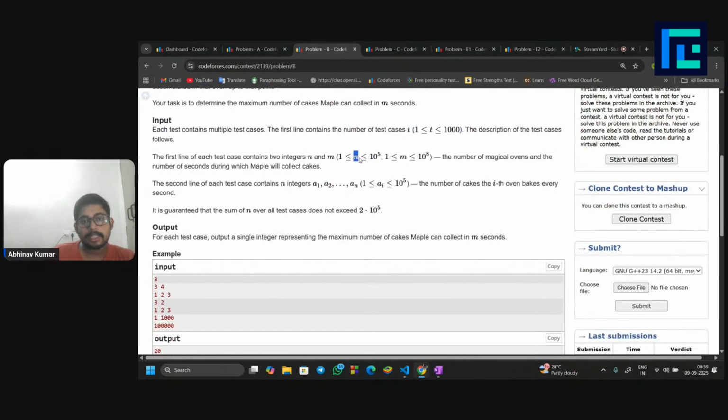Okay, the constraints are n is up to 10 to the power 5, but m is up to 10 to the power 8. So you cannot iterate up to order of m, because you have t test cases as well. The sum of n is 2e5, so order of n is the required time complexity.